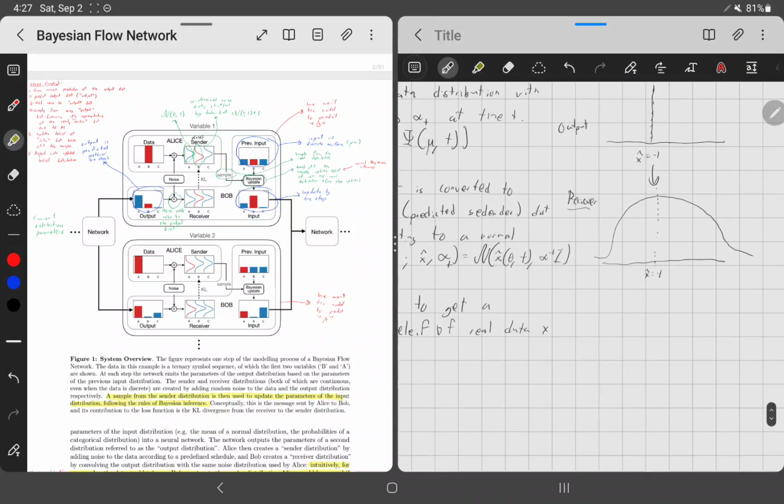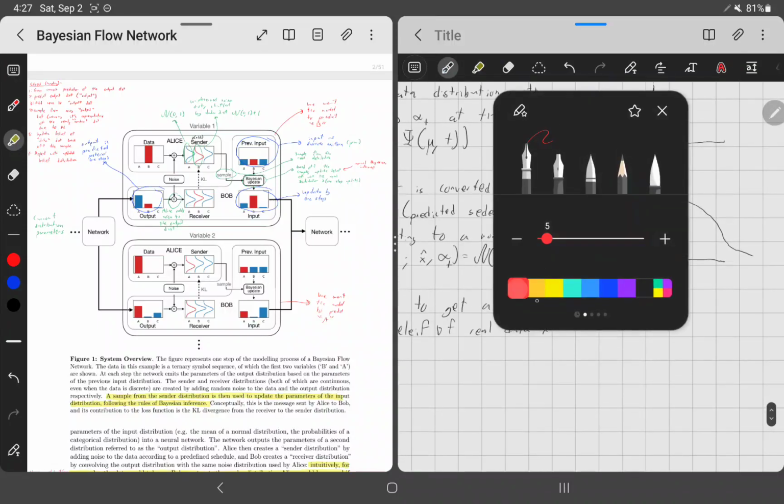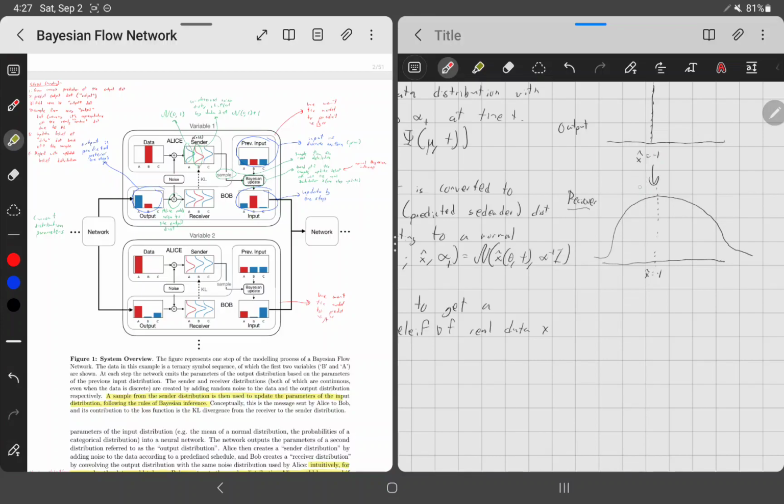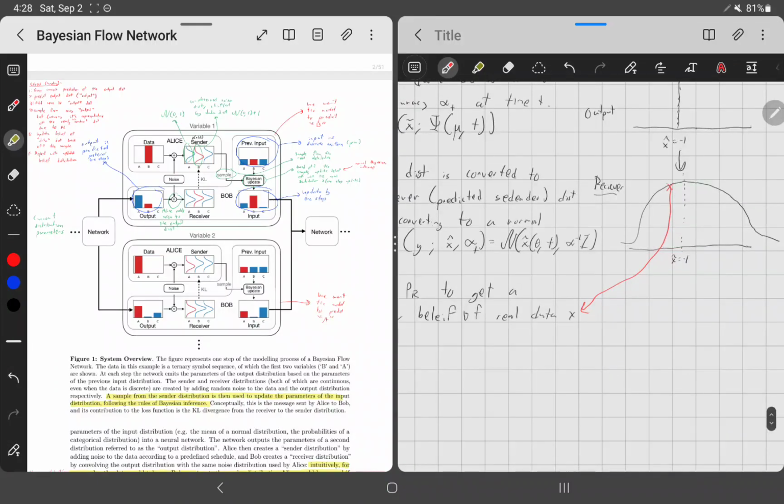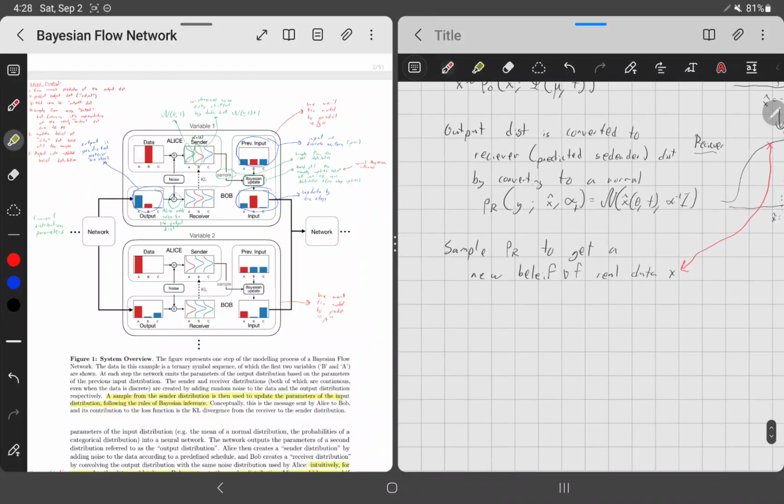So we take a sample. Maybe that is like right here. We just sample this distribution. I just chose some arbitrary spot, and that is our kind of prediction. This is how we're going to update our model.